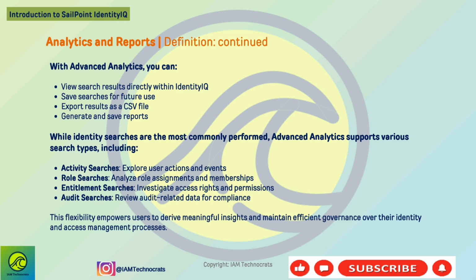With Advanced Analytics, you can view search results directly within Identity IQ, save searches for future use, export results as a CSV file, and generate and save reports. While identity search is the most commonly performed, Advanced Analytics supports various search types, including activity searches to explore user actions and events, role searches to analyze role assignments and memberships, entitlement searches to investigate access rights and permissions, and audit searches to review audit-related data for compliance. This flexibility empowers users to drive meaningful insights and maintain efficient governance over their identity and access management processes.